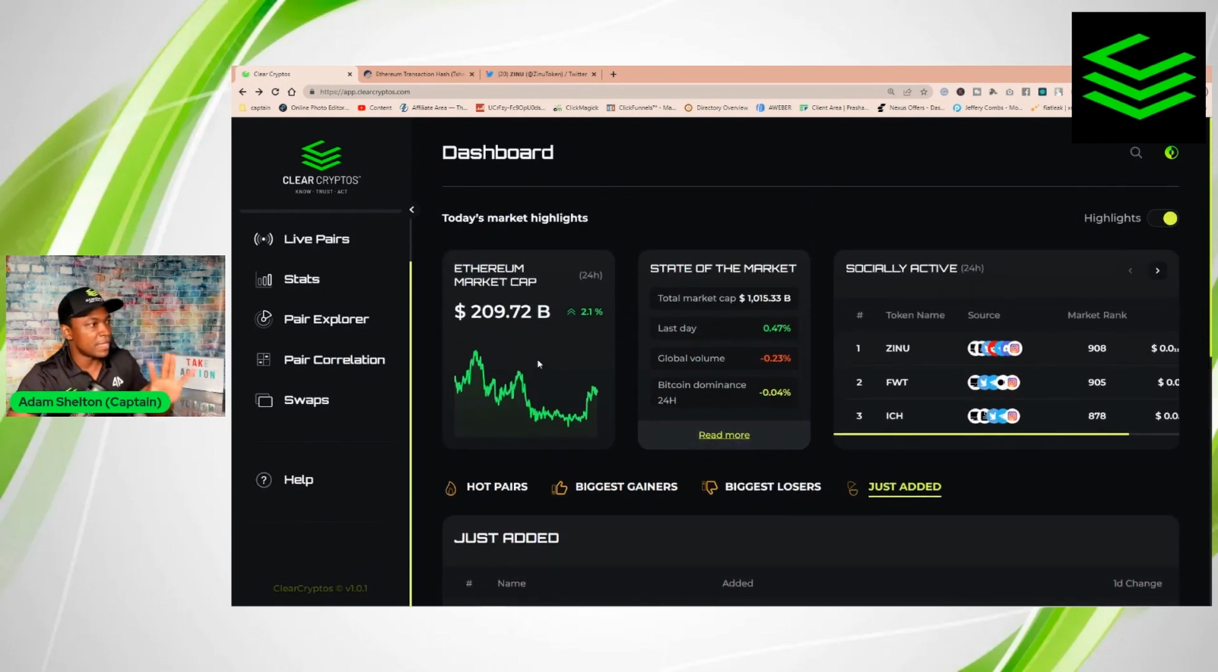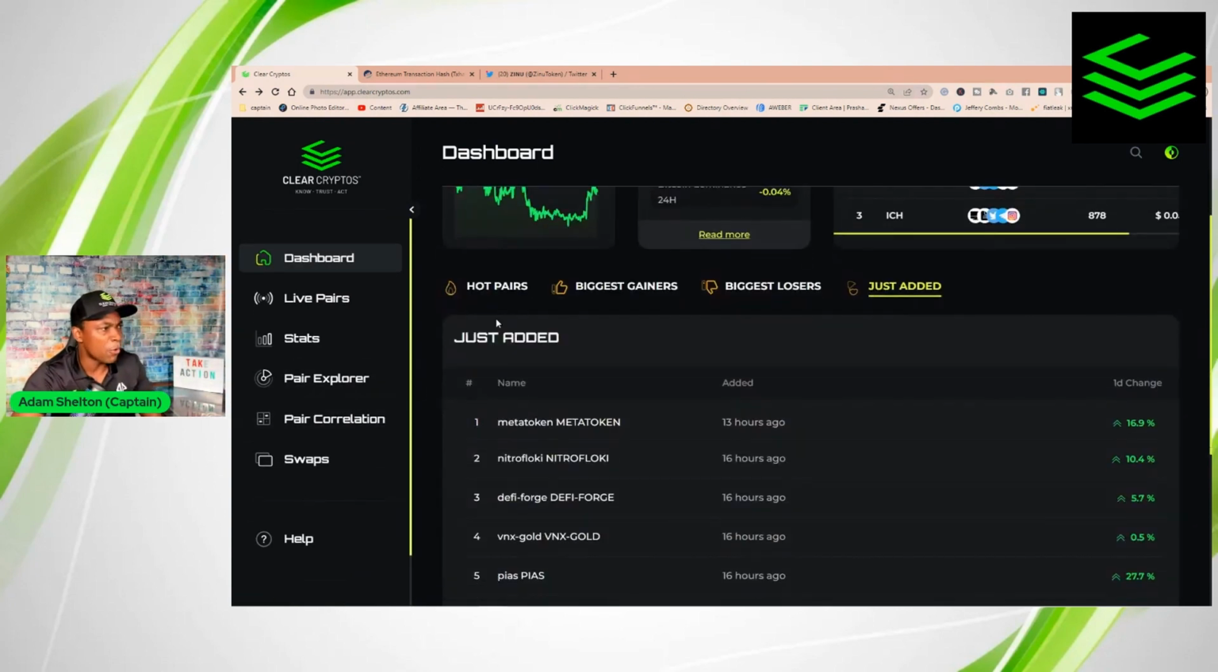My favorite on the dashboard, I love the social activity. I really, really do, because then I'll get a chance to see what the activity is. I like the whole dashboard in terms of the state of the market and the market cap. So I'm liking that. Okay. And of course, the hot pairs and the biggest gainers and the biggest losers, obviously.